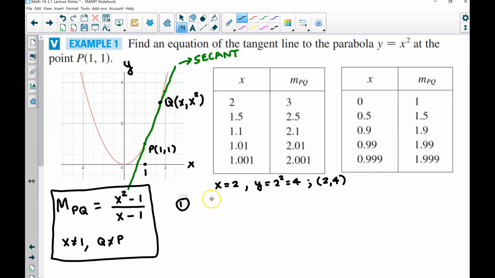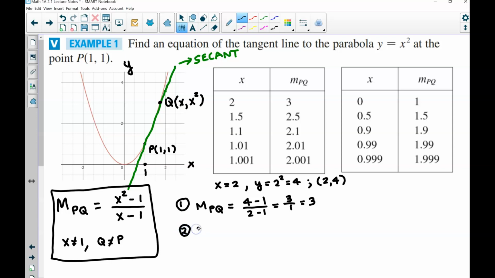So for the first one, we want to find the slope when we pick 4 to be y2 and 2 to be x2. So we end up with 4 minus 1 over 2 minus 1, which gives us 3 over 1, which is equal to 3. Now, as you can see up here, when the value of x is 2, we determined that the slope equals 3.